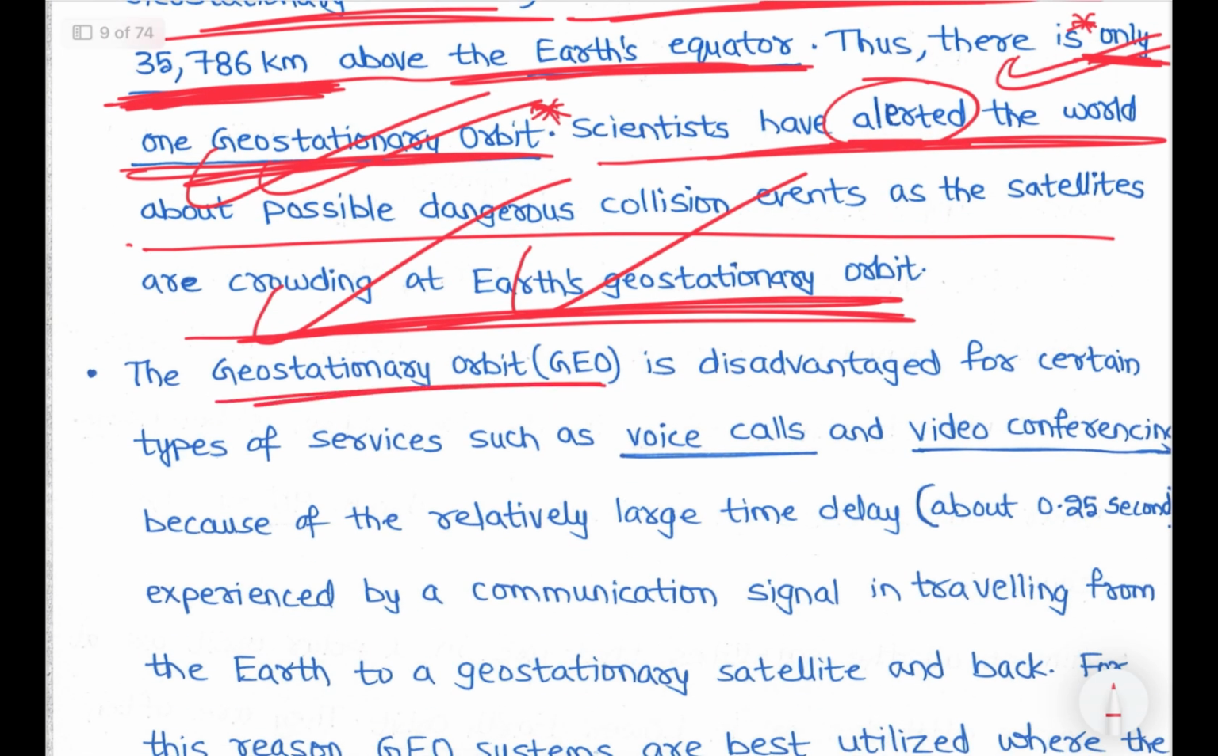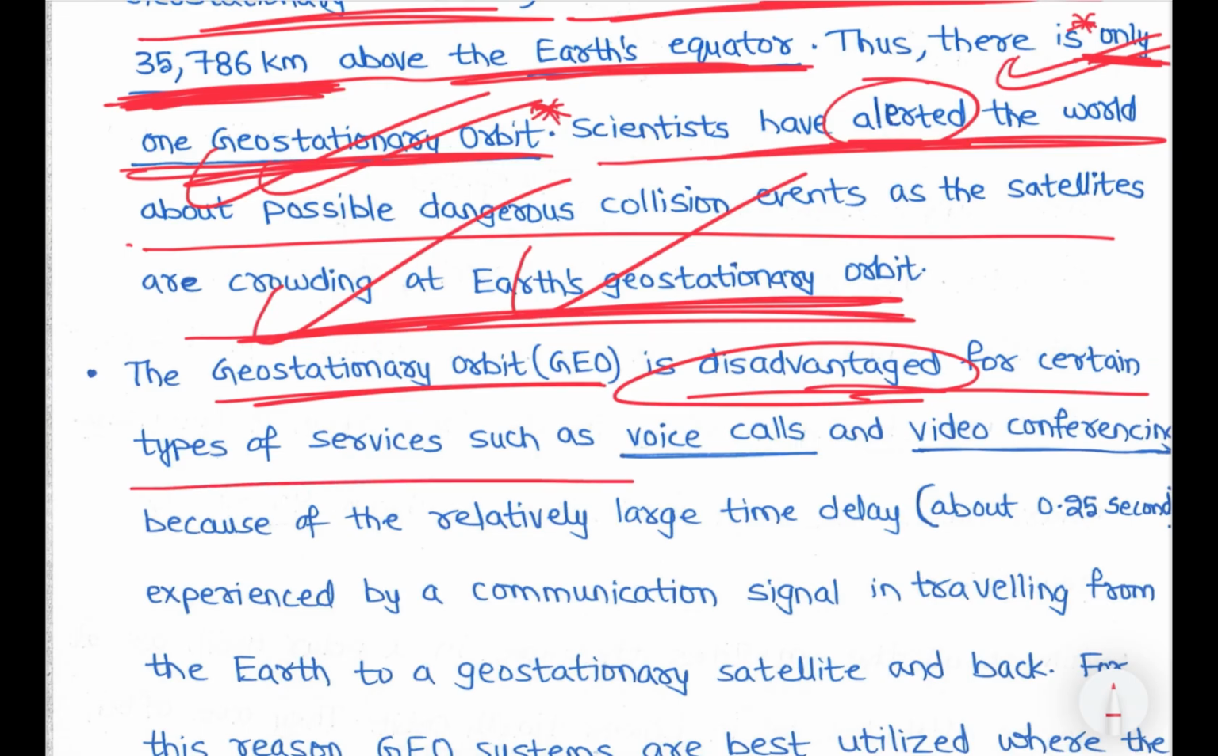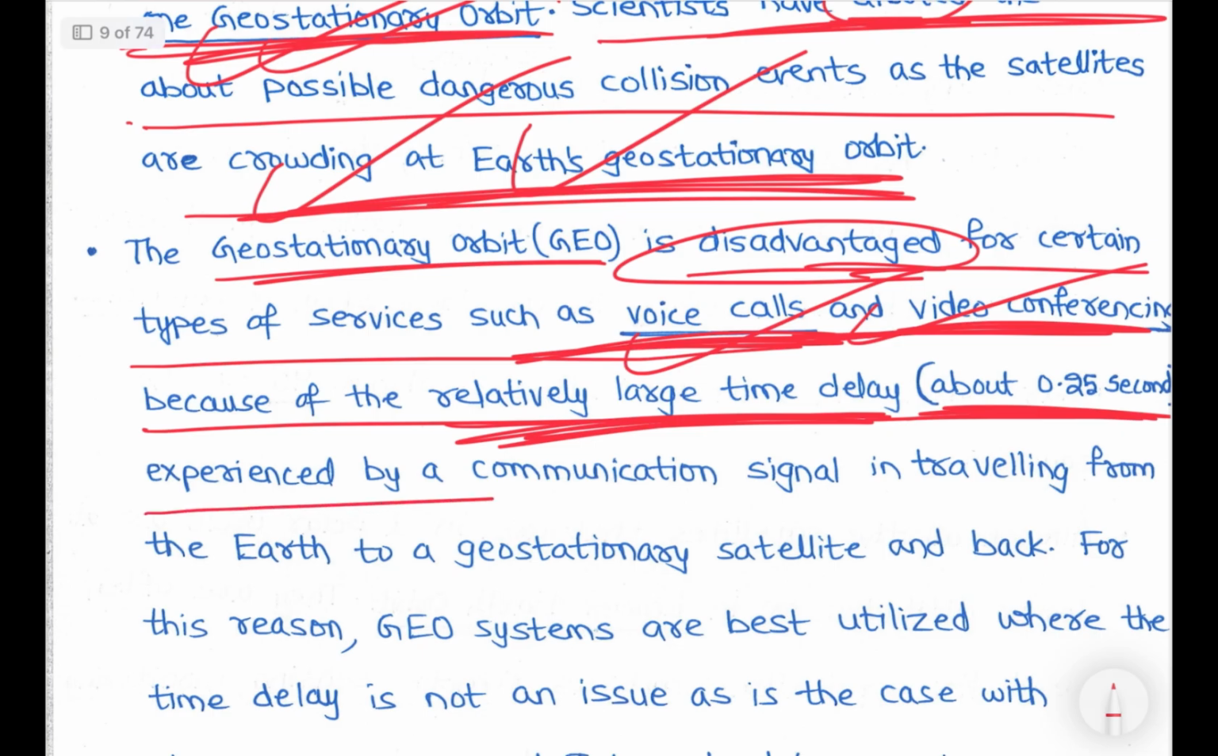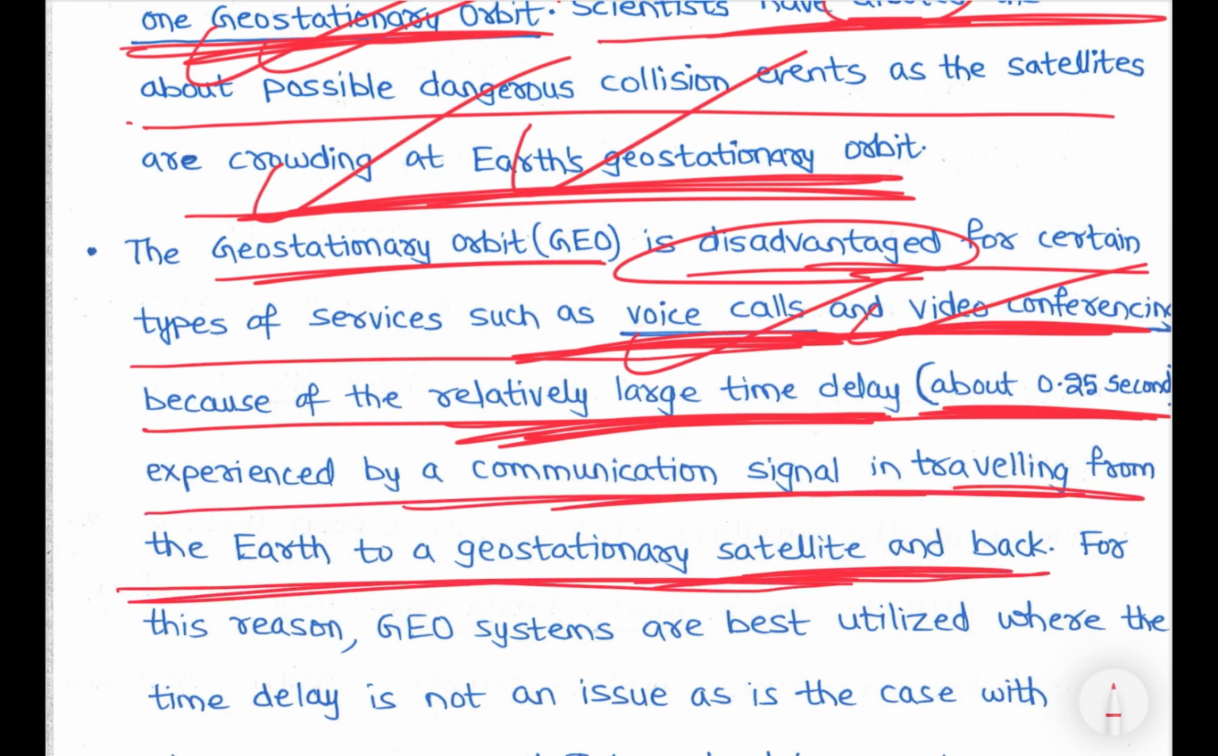Then geostationary orbit is disadvantaged for certain types of services such as voice calls and video conferences because of time delay, because of relatively large time delay, because distance ज्यादा है, right? Because of 0.25 seconds delay होता है, right? Experienced by a communication signal in traveling from Earth to a geostationary satellite and back. See, जैसे मान ले Earth है, right? So geostationary orbit है equator पे, right? Say that is at 35,000 some kilometers, right?